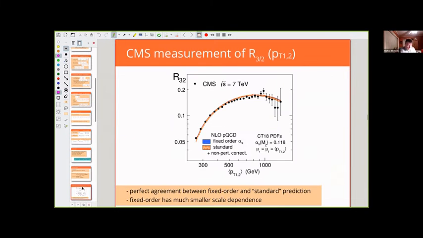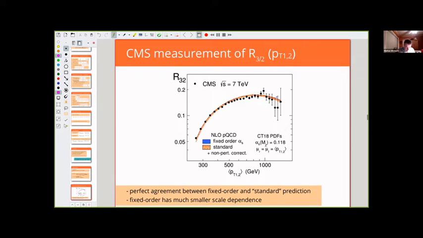So let's start with the CMS measurement of R32. This was measured as a function of the average PT of the leading two jets. And you see here now in blue is the computation according to the exact fixed order result. And the reddish band here, this is the standard computation of the ratio of the fixed order cross sections. So first you see that it's hard to see the fixed order result here because this is a very thin band, and this is somehow hidden by the red band.